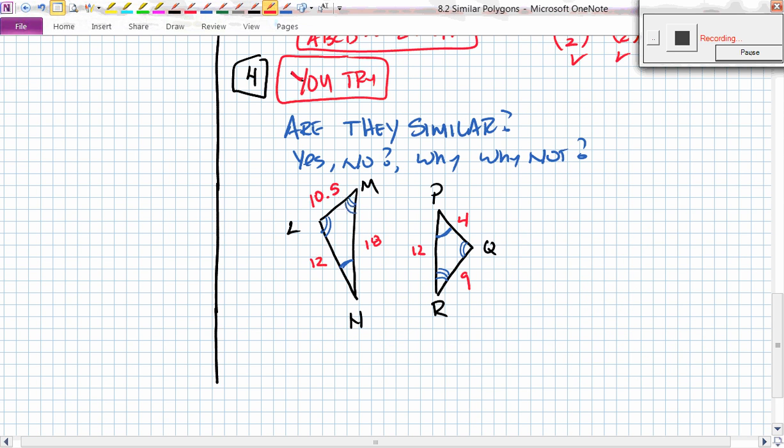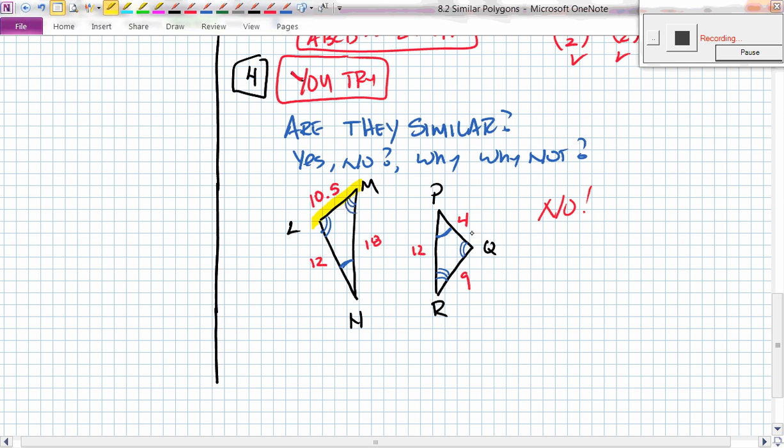Okay, so you try. The question is, are they similar? Yes, no, why, or why not? So I have them drawn not in the same direction, so see if you can figure out if they are similar. Rhett says no, because the sides aren't in proportion. Can you give me an example of which two sides are not in proportion?